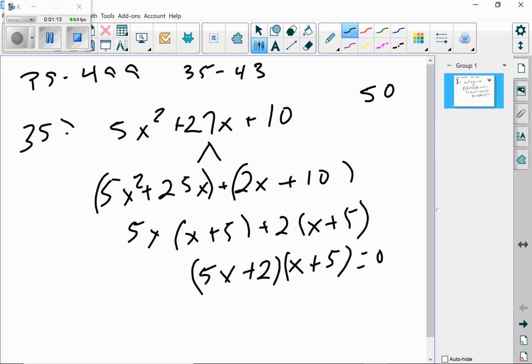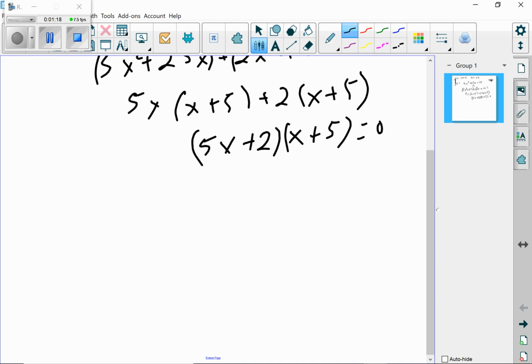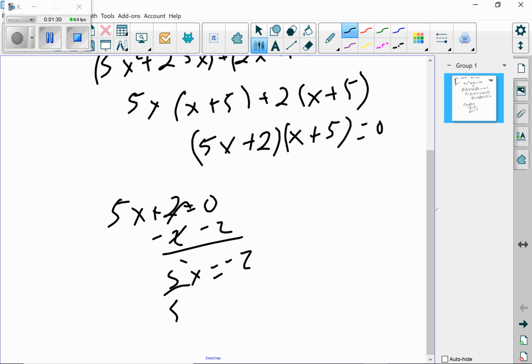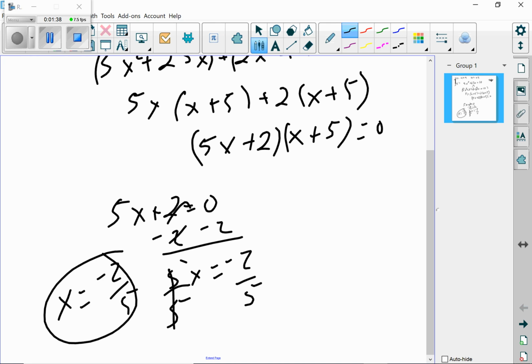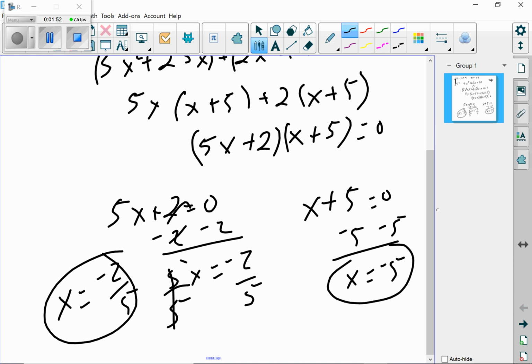Solve each of those for 0. Let me get some more space. Okay, 5x plus 2 equals 0 only if I subtract 2, and 5x equals negative 2, divided by 5, divided by 5. So x equals negative 2/5. Okay, that's the first answer. And the other answer, x plus 5, this one's a lot easier, equals 0. Subtract 5 on both sides. So x equals negative 5. So the solutions for the first problem: negative 5, negative 2/5.